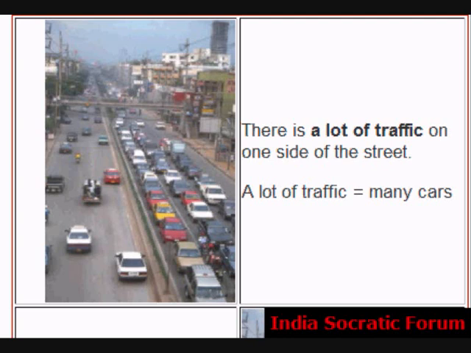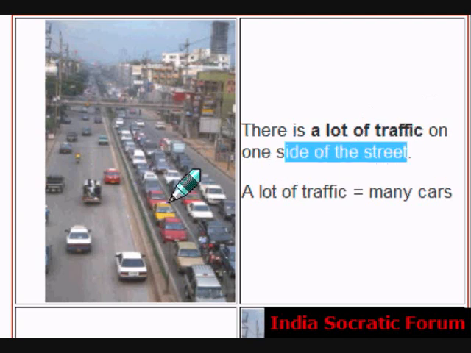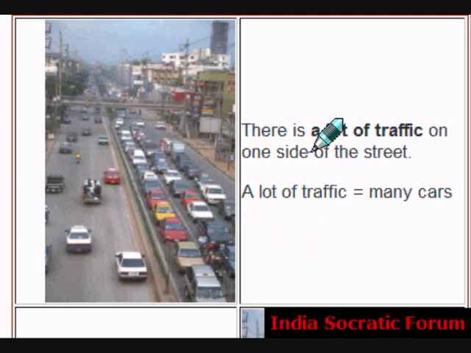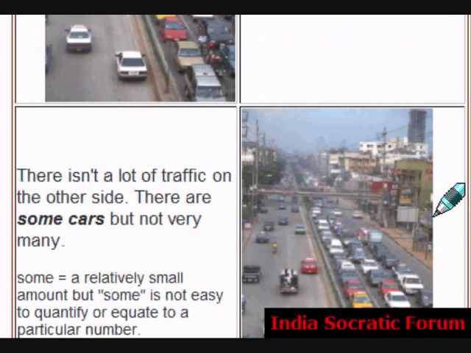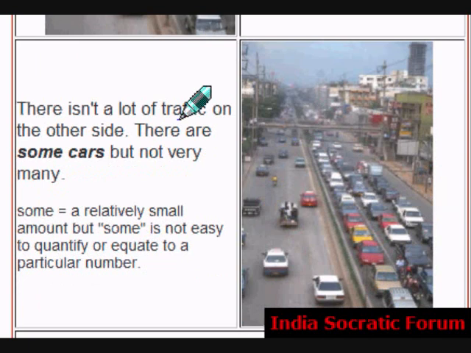Likewise, let's see more examples. There is a lot of traffic on one side of the street. One side has a lot of traffic. Right? We use a lot of. A lot of traffic means many cars. Traffic is a non-count noun, right? There isn't a lot of traffic on the other side.